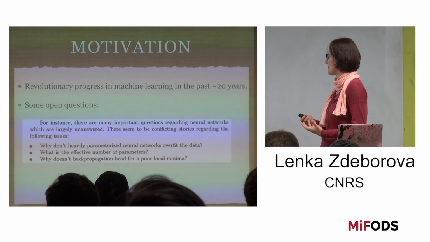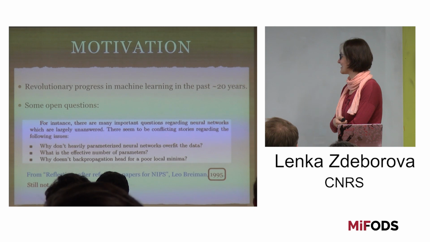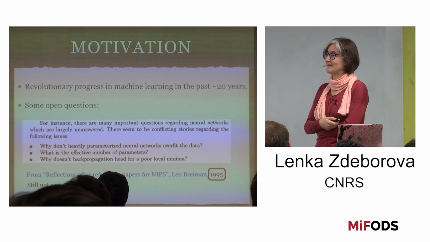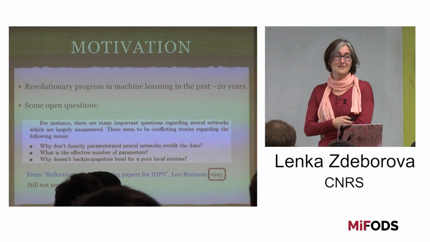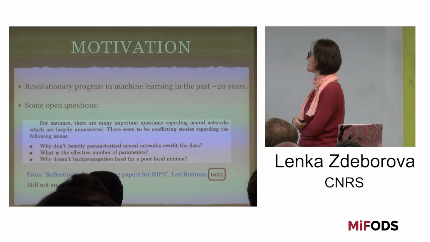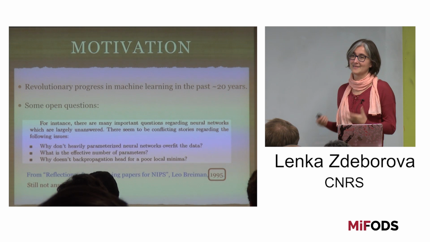The striking thing about this article is that it's from a piece called Reflections After Refereeing Papers for NIPS by Leo Breiman from 25 years ago, right? So while these are the questions we are still asking today, and while so much happened on the engineering and empirical side in the past 20 years, and on the theory side also a lot happened, we are still quite not there, right? These are still the questions to be answered.